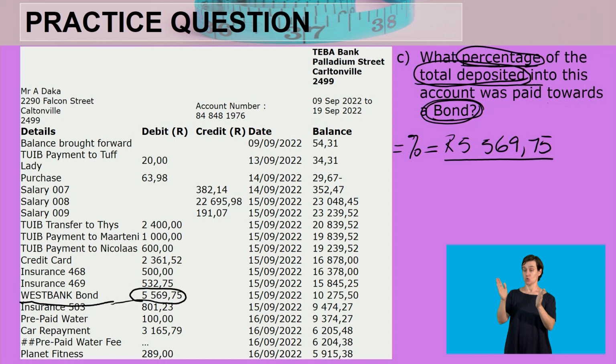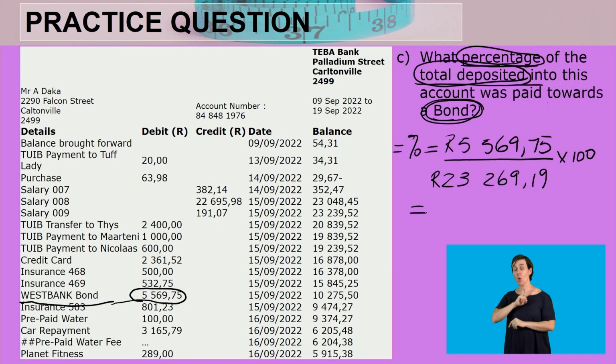Right, so now having that amount that was deposited, we have said the amount deposited was 23,269 rand 19 cents. So now, because they want us to calculate the percentage, this common fraction needs to be multiplied by 100, because when we work with percentages, everything needs to add up to 100. So now this will give us a total percentage.